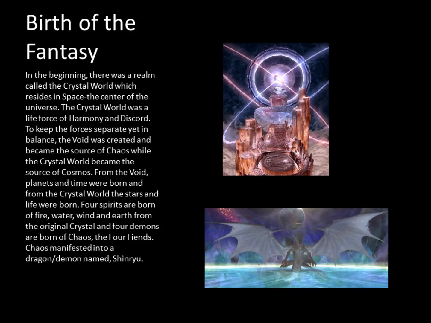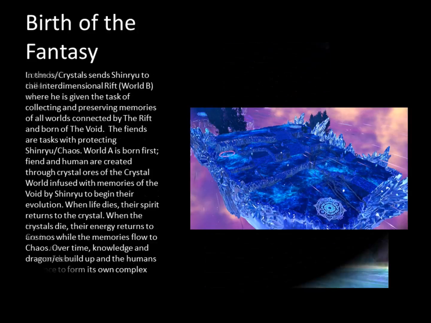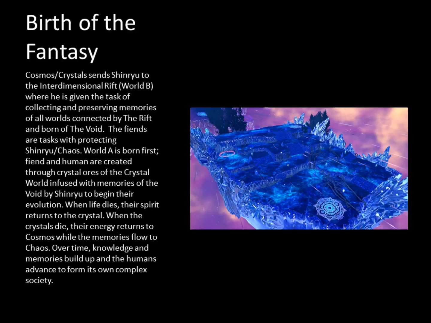Four spirits are born of fire, water, wind, and earth from the original crystal, and four demons are born of chaos, who will be named the four fiends. Chaos manifested into a dragon demon named Shinryu. Cosmos, the Crystals, sends Shinryu to the interdimensional rift, or World B, where he is given the task of collecting and preserving memories of all the worlds connected by the rift and born of the void. The fiends are tasked with protecting Shinryu, or Chaos.